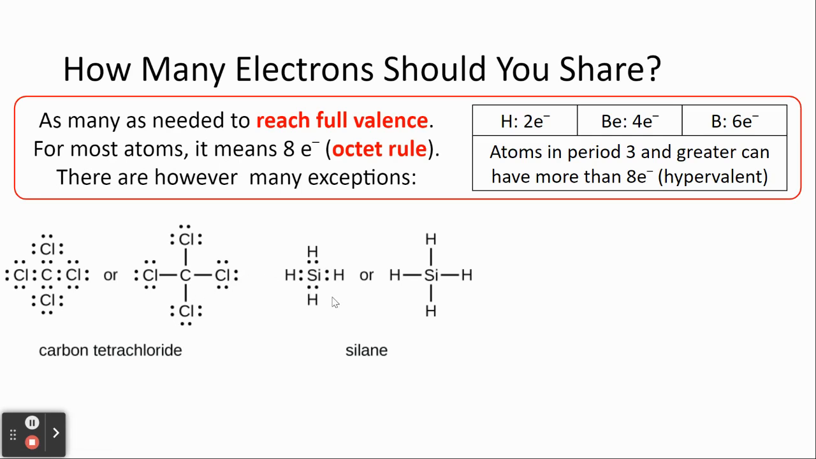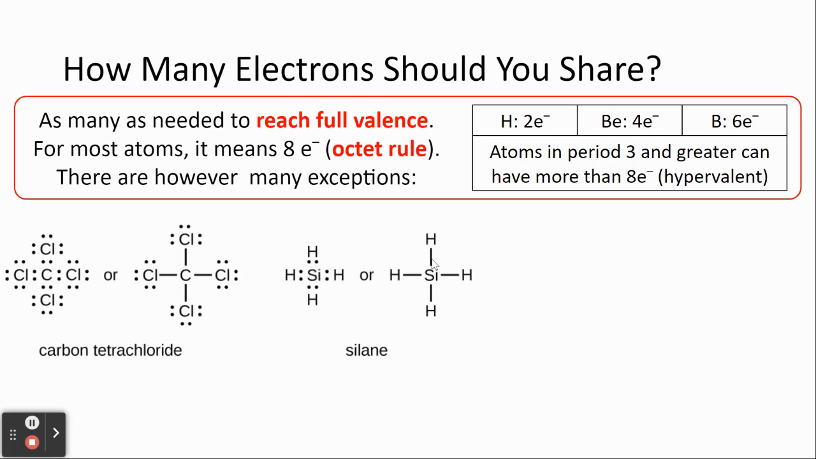Now, let's say we look at silane. It contains silicon and 4 hydrogens. Silicon has 4 valence electrons. Each hydrogen has 1 valence electron, and there are 4 of them. So that means we've got a total of 8 valence electrons. Silicon would go in the center. Our 4 hydrogens would go around the silicon. We would put a bonding pair of electrons between silicon and each of the hydrogens. And then that's our 8 valence electrons that we have for our structure.